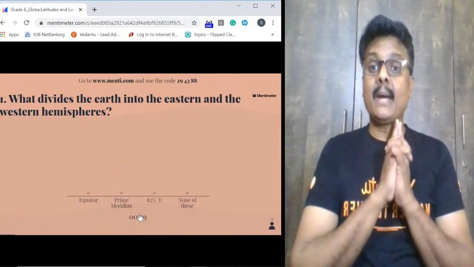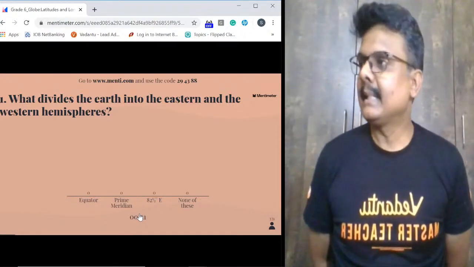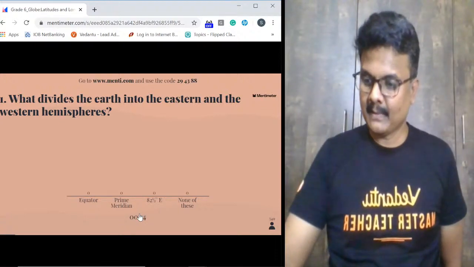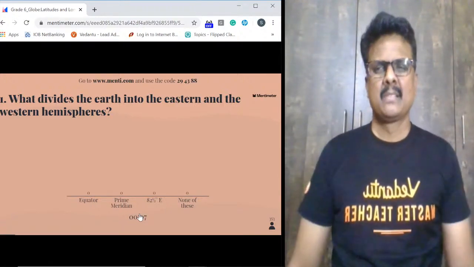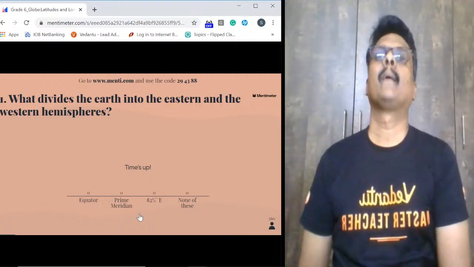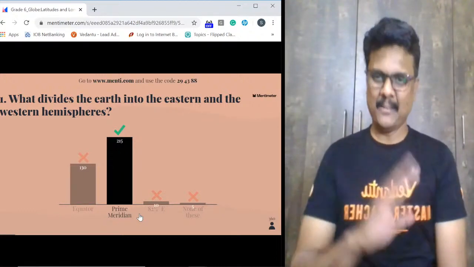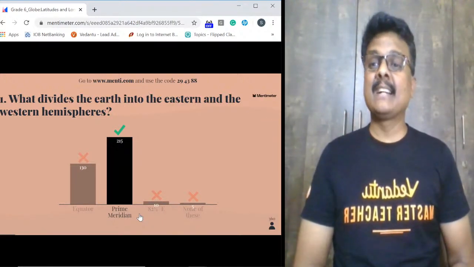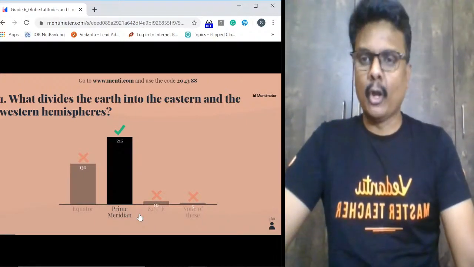Chandrika Prasad. Okay, what divides the Earth into Eastern and Western Hemisphere? Is it the equator, the prime meridian, 82.30 degrees east, or none of these? Simple cakewalk question, is it not? West Bengal? Is it in the west of India? You guys are crazy here. What divides the Earth into Eastern and Western hemispheres? Prime meridian. Just now we started this entire session on longitudes with that.